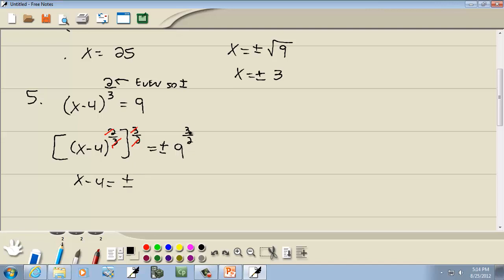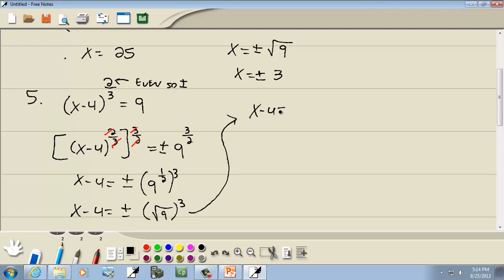And when we got a number to a fractional power, we can split that up. We'll take the number that's on top, the 3, and put it on the outside of the parentheses. And then we have 9 to the 1/2 inside. Reason why we do that is 9 to the 1/2 is the square root of 9. So then, square root of 9 gives you 3, so we have 3 to the 3rd. And 3 to the 3rd gives you 27.